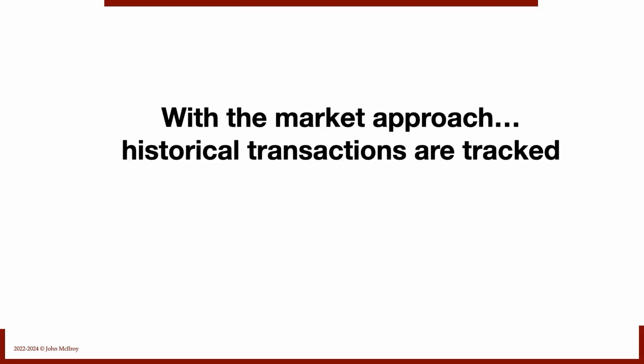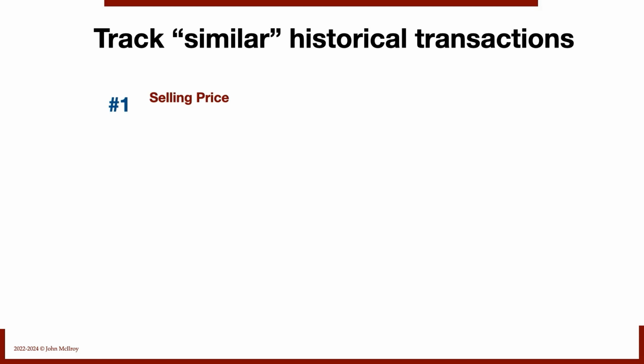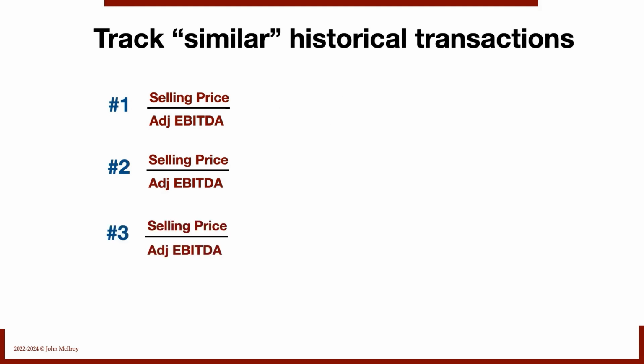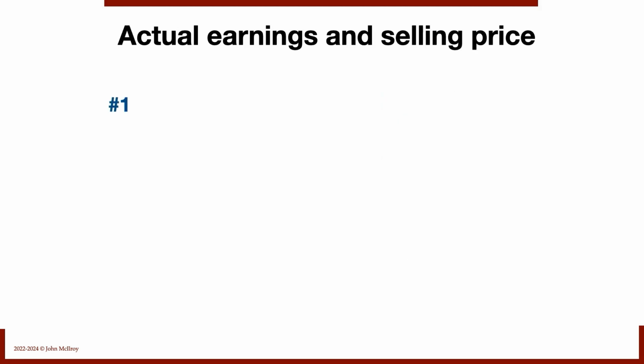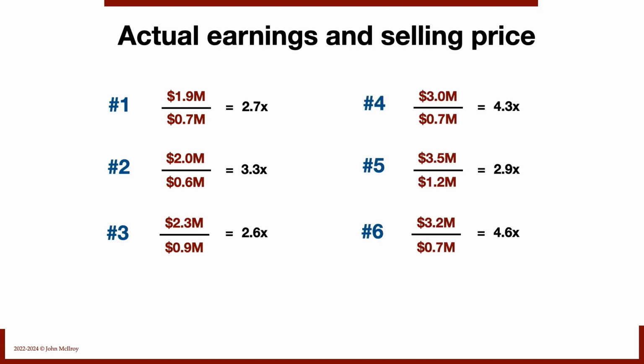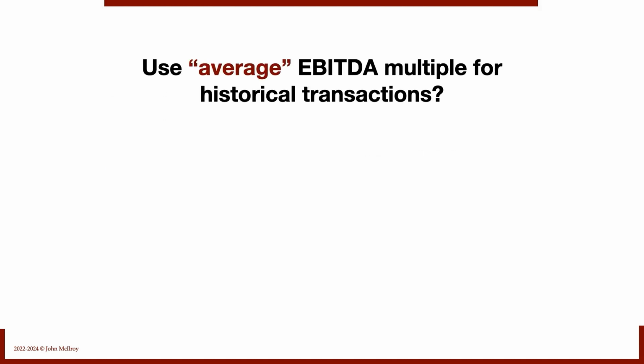With the market approach, historical transactions are tracked. The first transaction, we take a look at the selling price and the adjusted EBITDA. We come up with the selling multiple. We look at the second transaction, the third, the sixth. We fill in the selling price and earnings for all these transactions. For the first one, the selling price was 1.9 million. The EBITDA was 700K. We divide it out and we get an EBITDA multiple of 2.7x. We do the same thing for 2 and 3 and all 6 of them. Then we come up with an average and we say the average EBITDA multiple is 3.4. Are we going to use that EBITDA multiple from historical transactions when we're valuing target co businesses? And the answer is no.